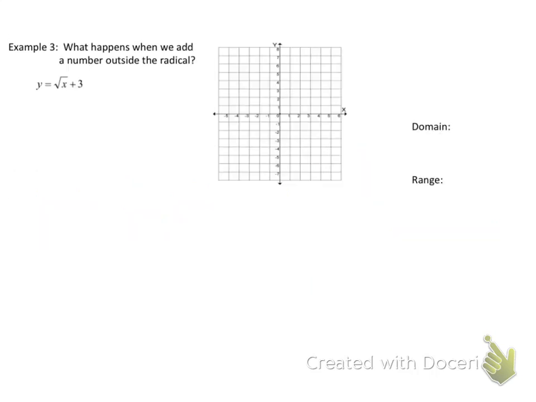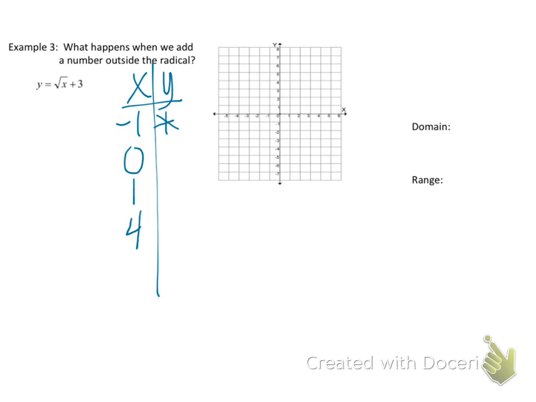What happens when we add a number outside of the radical? Again, let's make a t-chart. I put in -1 on the last one. Can I plug -1 in on this one? I can't. The square root of -1, because the 3 is being added outside the radical, I still can't take the square root of -1. So again, for my t-chart, I'm going to pick those nice, friendly, perfect square numbers. The square root of 0 is 0. Plus 3, however, gives us 3 for my new y-coordinate.